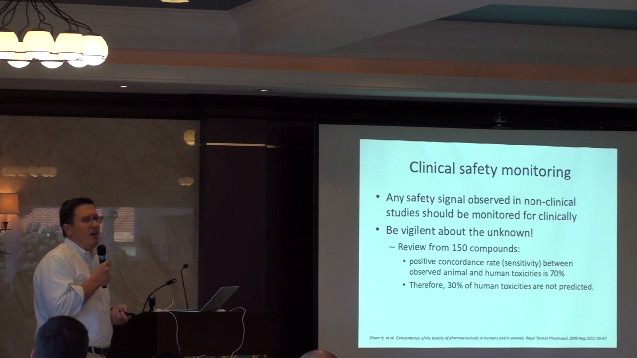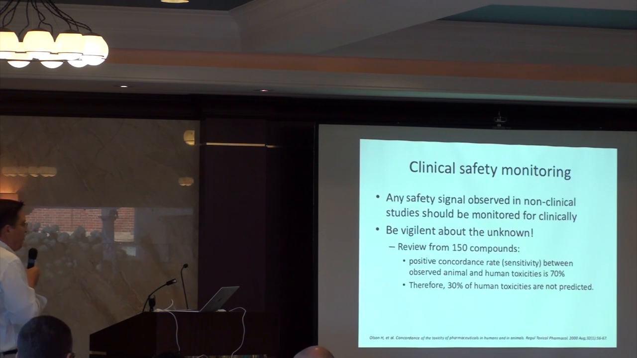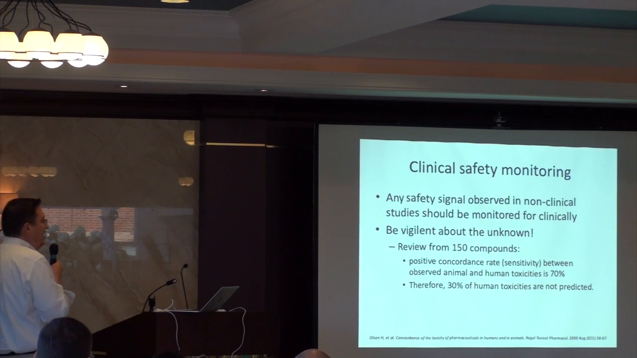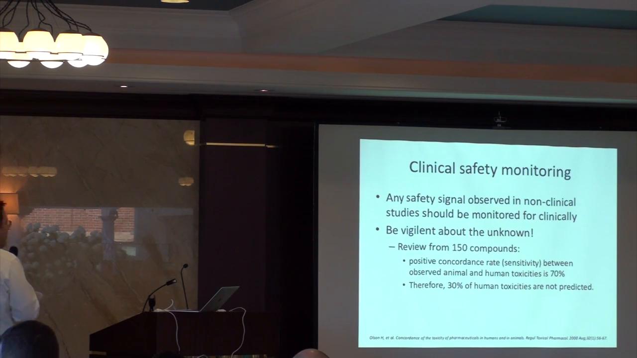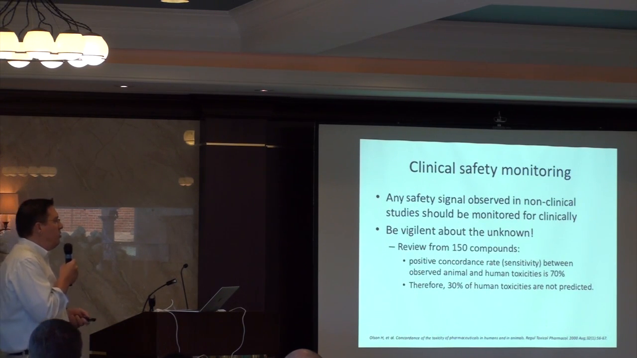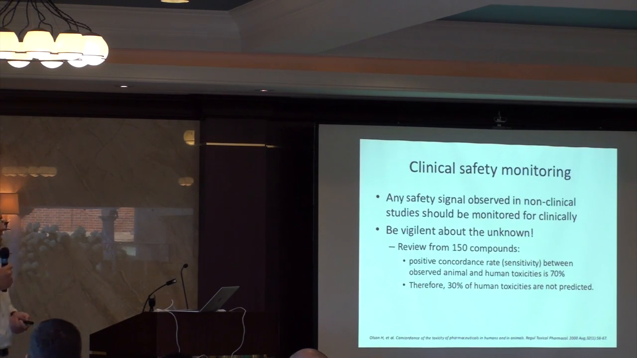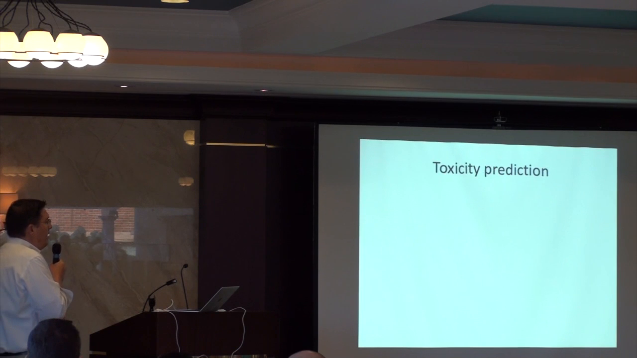And there's nice data on that, which shows the predictive value of non-clinical studies in terms of safety events. That paper suggests there's a positive concordance rate between animal and human toxicity of about 70%. So that means that 30% of human toxicities are not predicted in animal experiments.